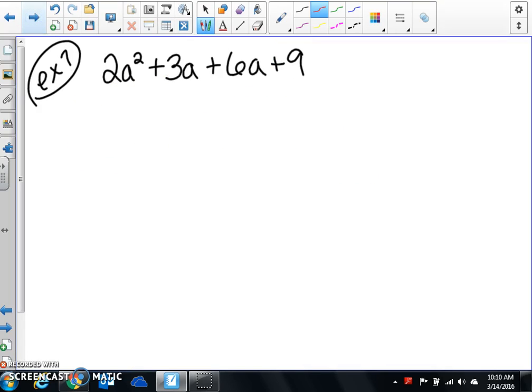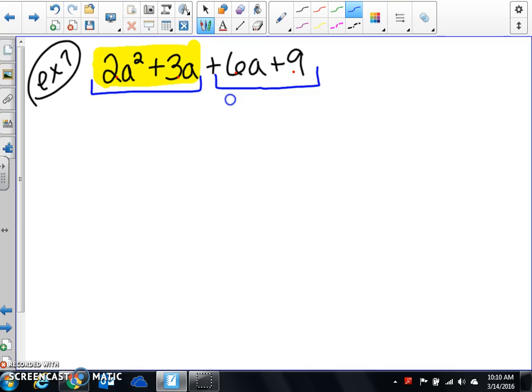All right, this time I have 1, 2, 3, 4 terms. So if I have 4 terms, I need to factor by grouping. What that means is you take the first 2 terms and the second 2 terms, and you factor them separately. So for the first one, my smallest coefficient is a 2. Does 2 go into 3 evenly? No. And that's a prime number, so I can't take out any coefficients.